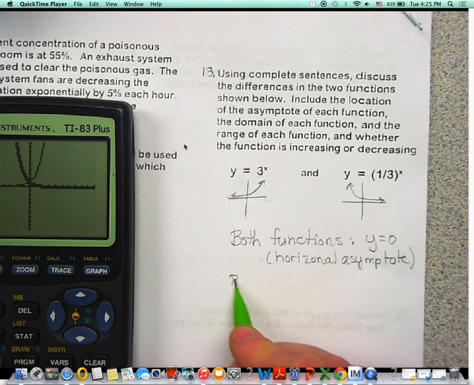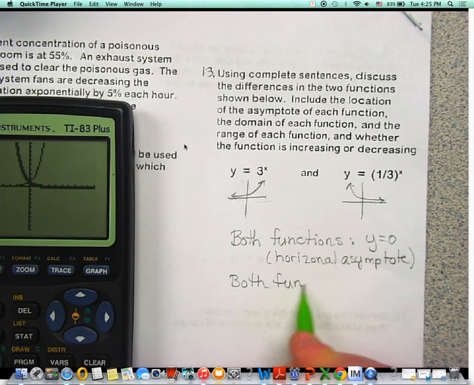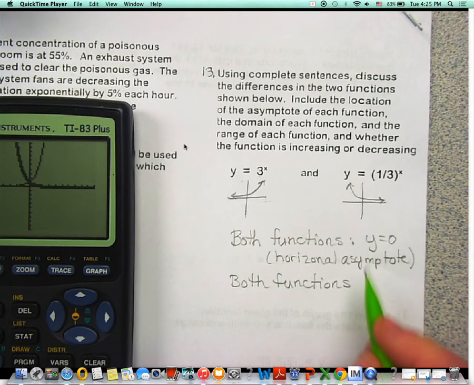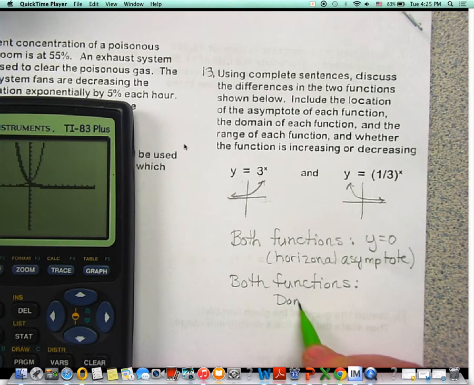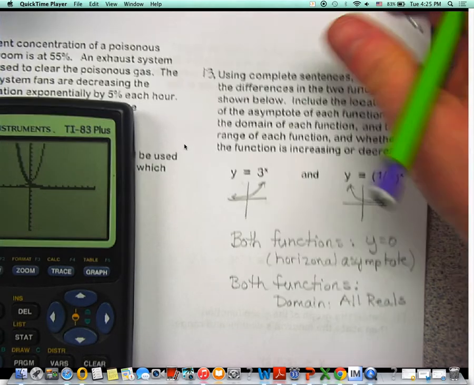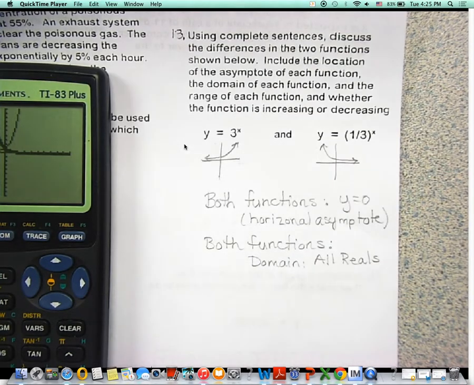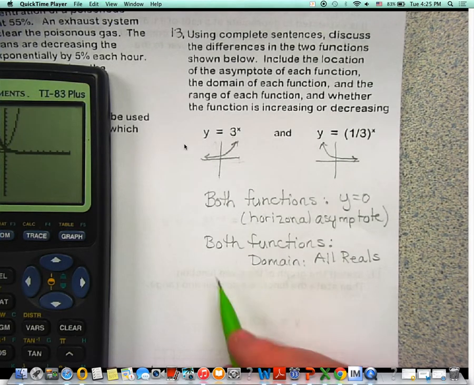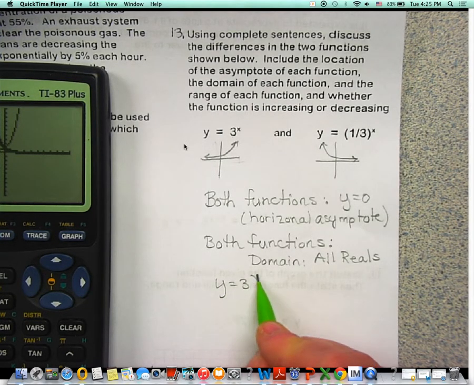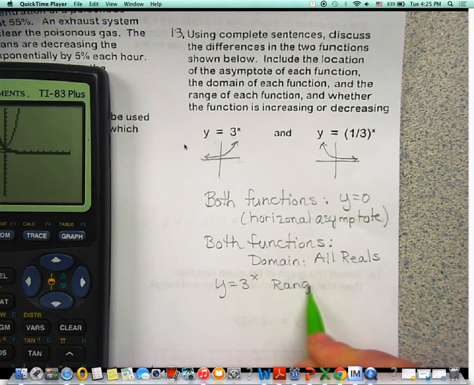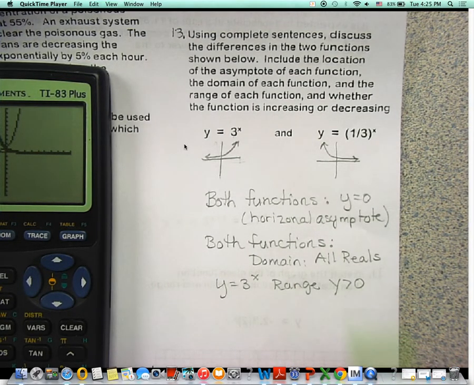Okay, and then for both functions, we're going to do the domain and range. Both functions, the domain is all reals. And you can use the symbol for all reals if you want when you're writing complete sentences. Now the range for y equals 3 to the x, the range is y is greater than 0, and it's actually the same for y equals 1/3 to the x. The range is y is greater than 0.